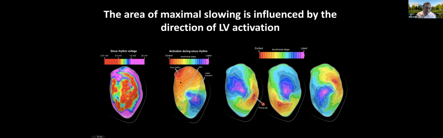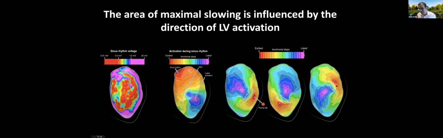So what we decided was, let's just do the mapping during activation from different directions. This is an involved study because you don't want to keep the patient on the table for so long, but I needed to do it. So we mapped them during sinus rhythm or atrial pacing, RV pacing, LV pacing, either using a second catheter, retrograde or septal, or from a CS lead or a branch.